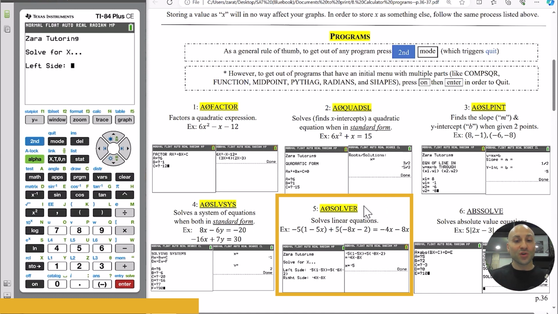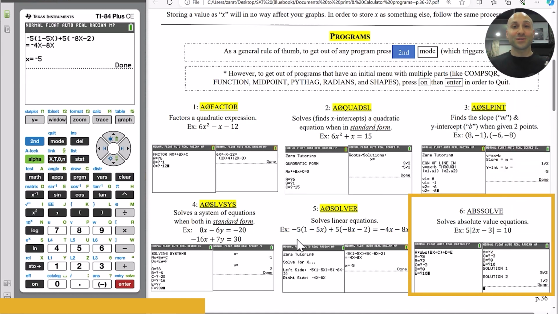So let's look at Solver, and the nice thing about this one is you don't have to rearrange anything. They're saying just type in the entire left side, which we'll go ahead and do this example just as is. So we type in the left side, we press enter, we go ahead and type in the right side, press enter again, and it finds the solution for us.